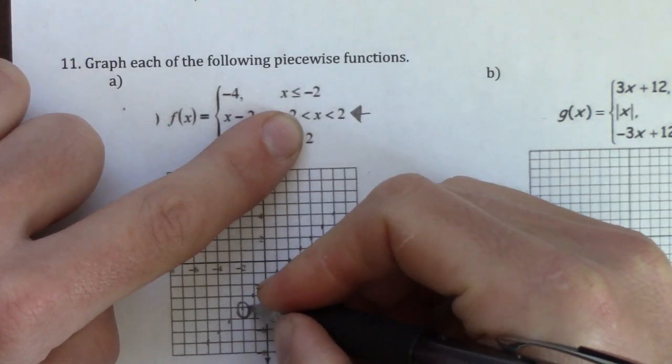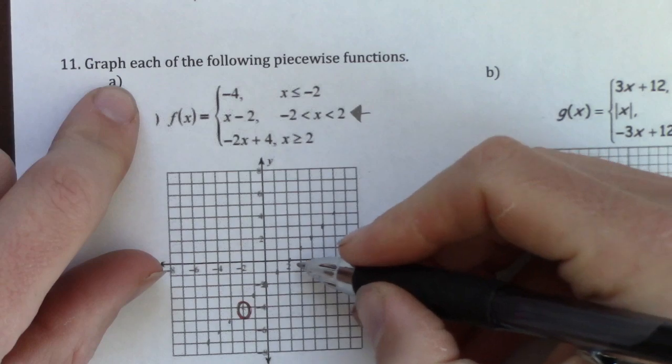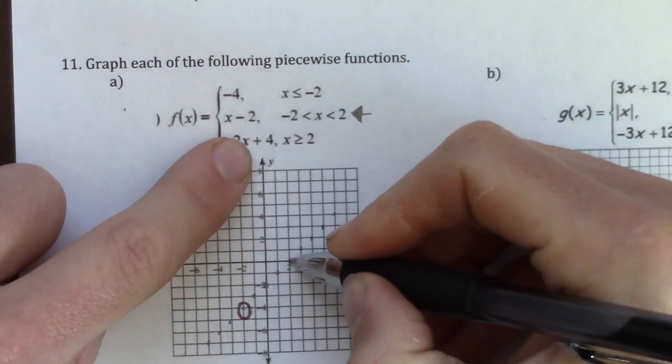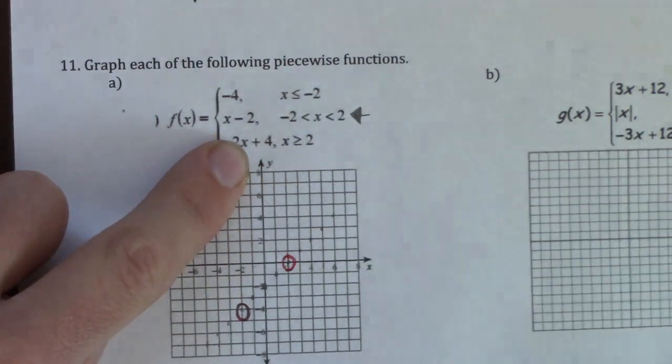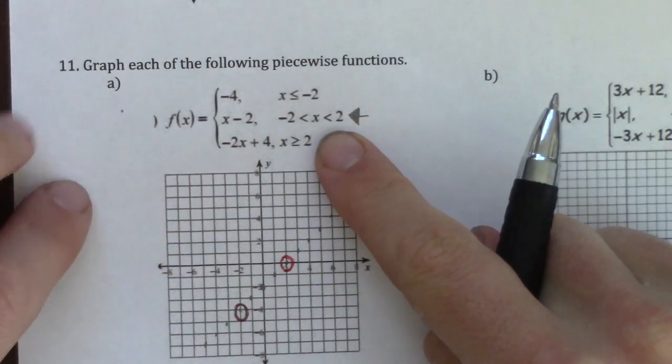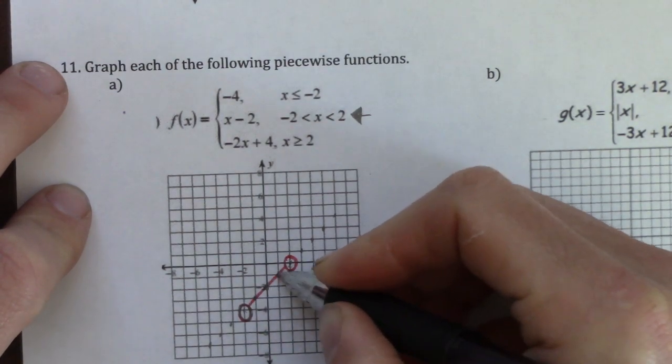In fact, I'm going to do this one red. And then I'm going to go over to positive 2. And when I plug positive 2 in, it's right here. That also gets an open circle. Again, because there's no bar underneath my inequality. I can then draw in that line.